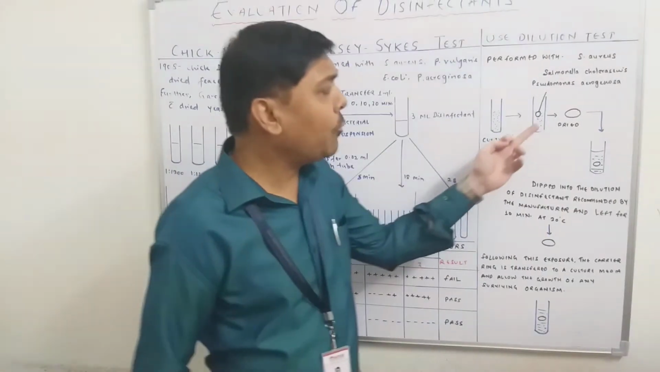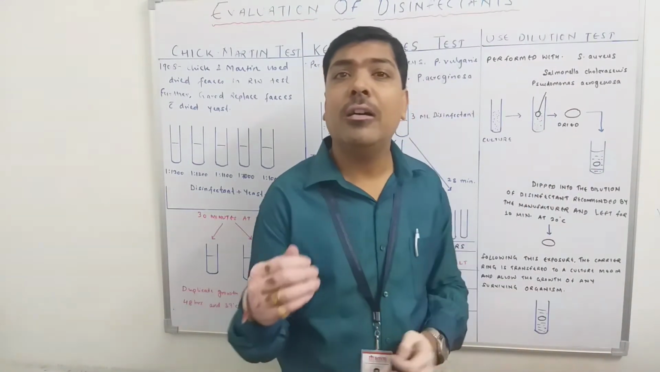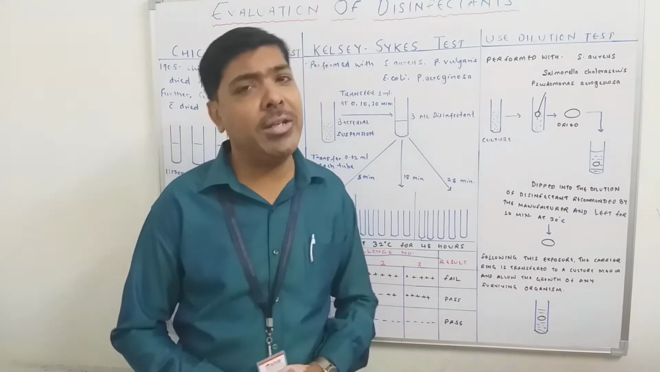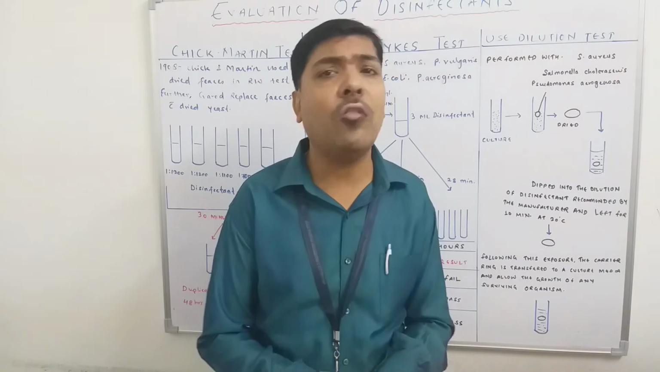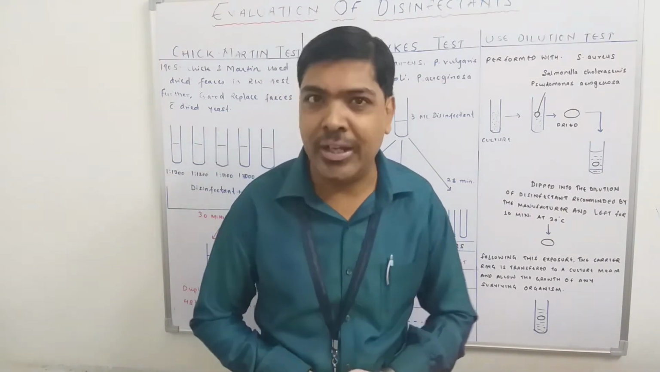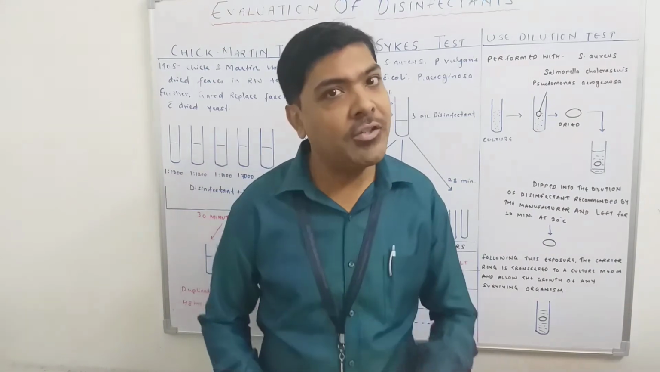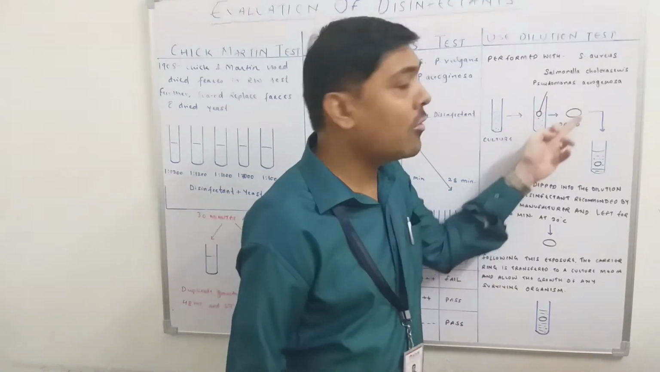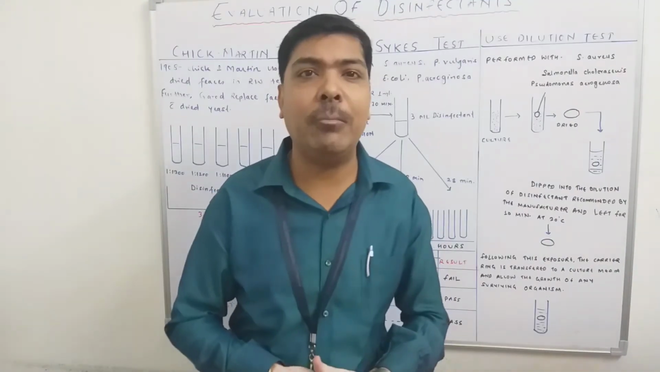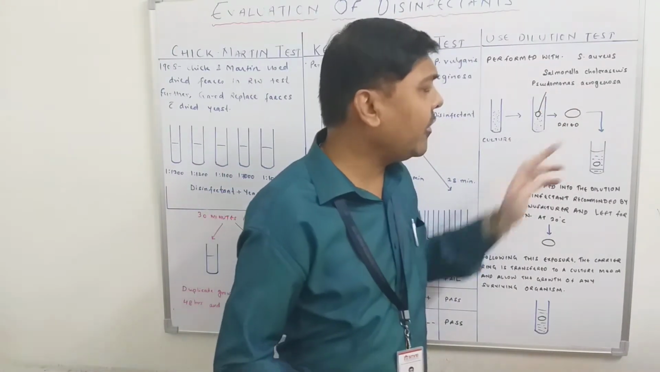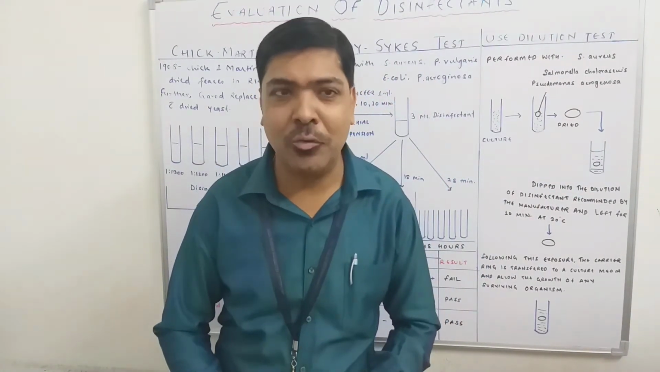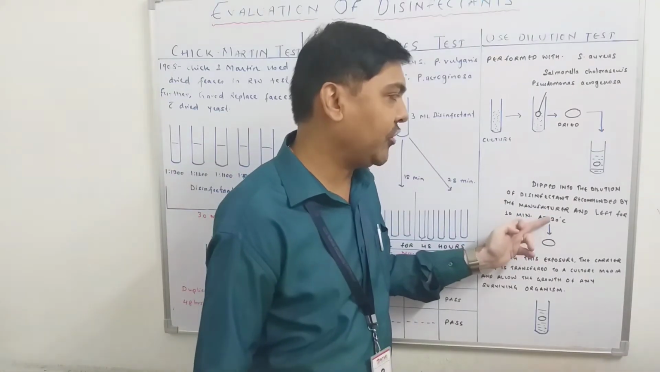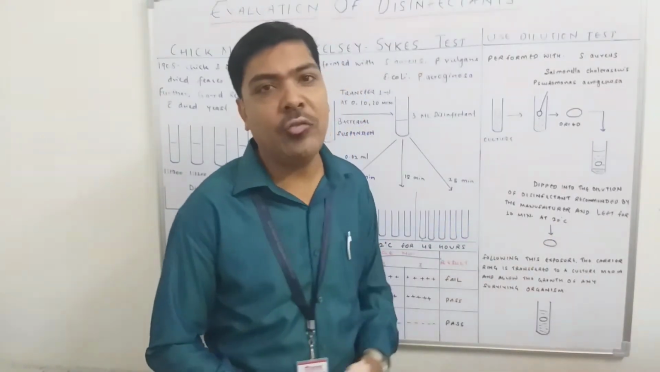Now we put this metallic ring into the dilution claimed by the manufacturer. Maybe the manufacturer is claiming 1%, maybe 1.5%, or maybe 2%. Whatever the claim is, we prepare that particular concentration of the disinfectant, and the ring, with the microorganisms already on it in dried form, is dipped inside that dilution. Here I have written: dipped into the dilution of the disinfectant recommended by the manufacturer and left for 10 minutes at 20 degrees centigrade.